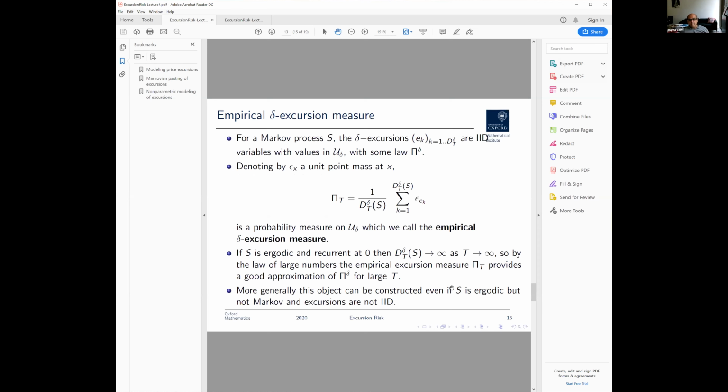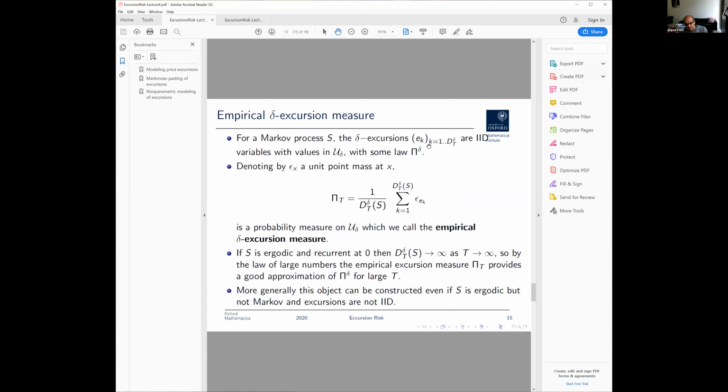Remember that when we did the decomposition of a path into delta excursions, this is a pathwise decomposition. It has nothing to do with the probabilistic assumptions on the path. And what we saw is that these delta excursions, in the Markov case, are IID. And in general, even if the process is not Markov, if it's ergodic, you will have infinitely many delta excursions. It goes back to 0 from delta infinitely many times. So you have a sequence of delta excursions that you can obtain from the path by doing this decomposition.